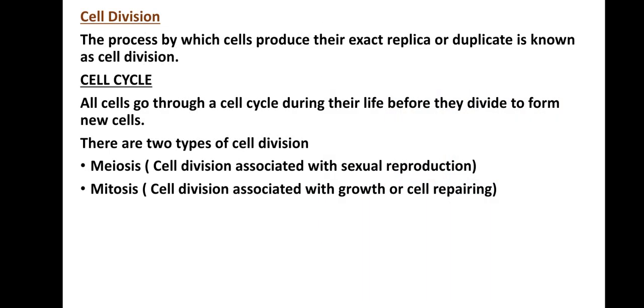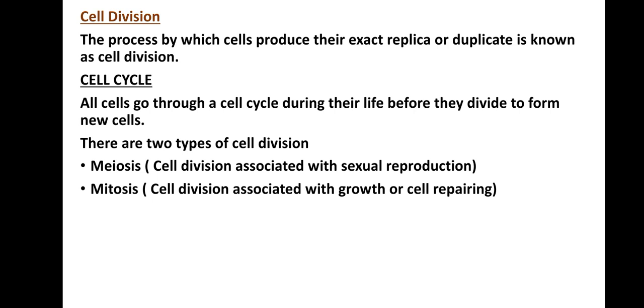Cell division. The process by which cells produce their exact replica or duplicate is known as cell division. Through cell division, new cells originate from pre-existing cells, and in this way an organism grows. All cells grow through a cell cycle during their life before they divide to form new cells. The cell cycle is an ordered set of events resulting in the growth and cell division of cells into two daughter cells. Cells divide to grow, increase in size of multicellular organisms, and repair and replace the damaged cell parts.